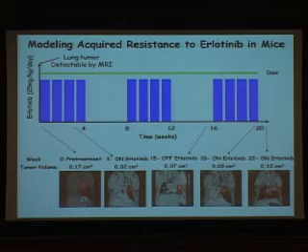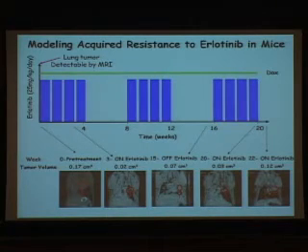I'd just like to very briefly show you how we think we can model acquired resistance to erlotinib in the mice. Not only by generating transgenic mice that express genes already known to be mutated in cases of acquired resistance, but we can also get spontaneous resistant tumors.